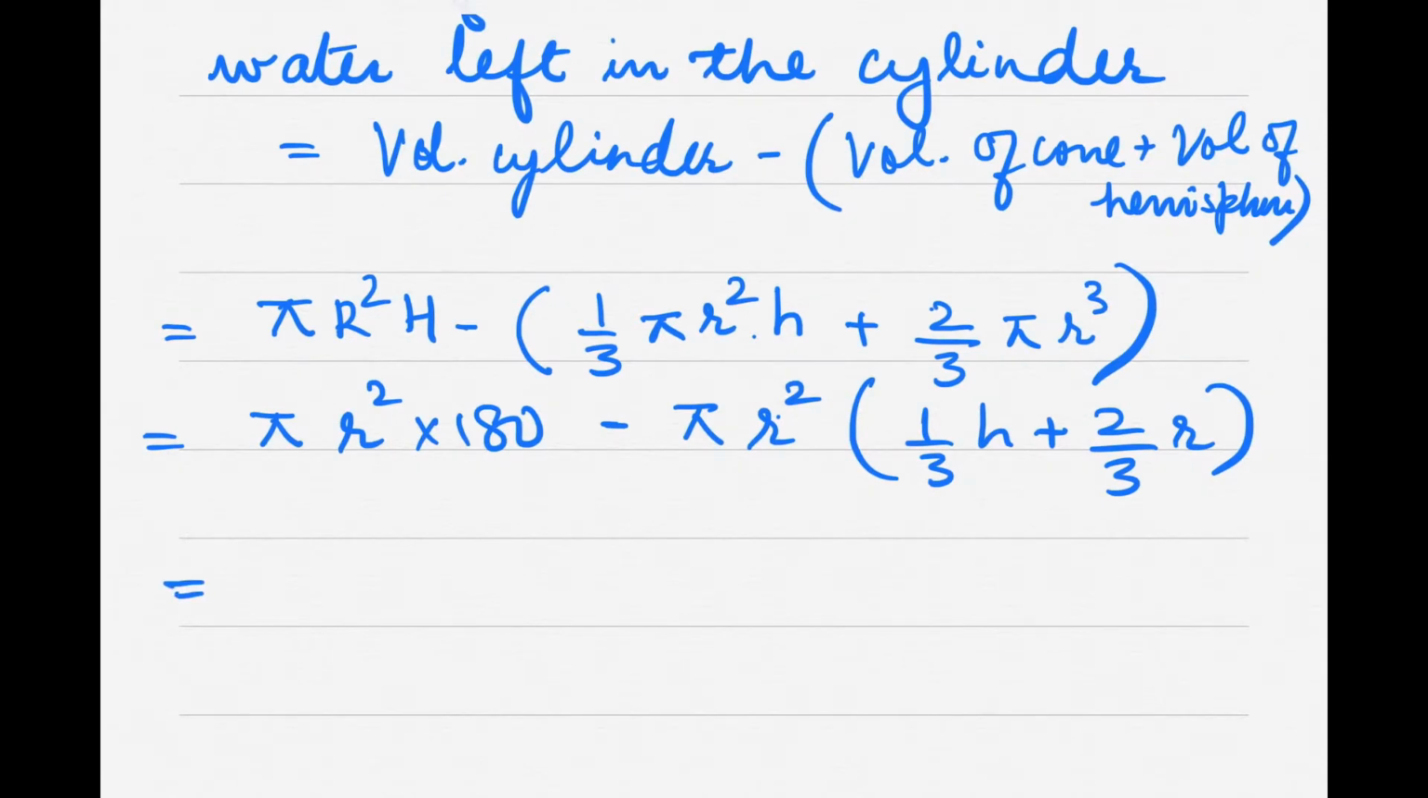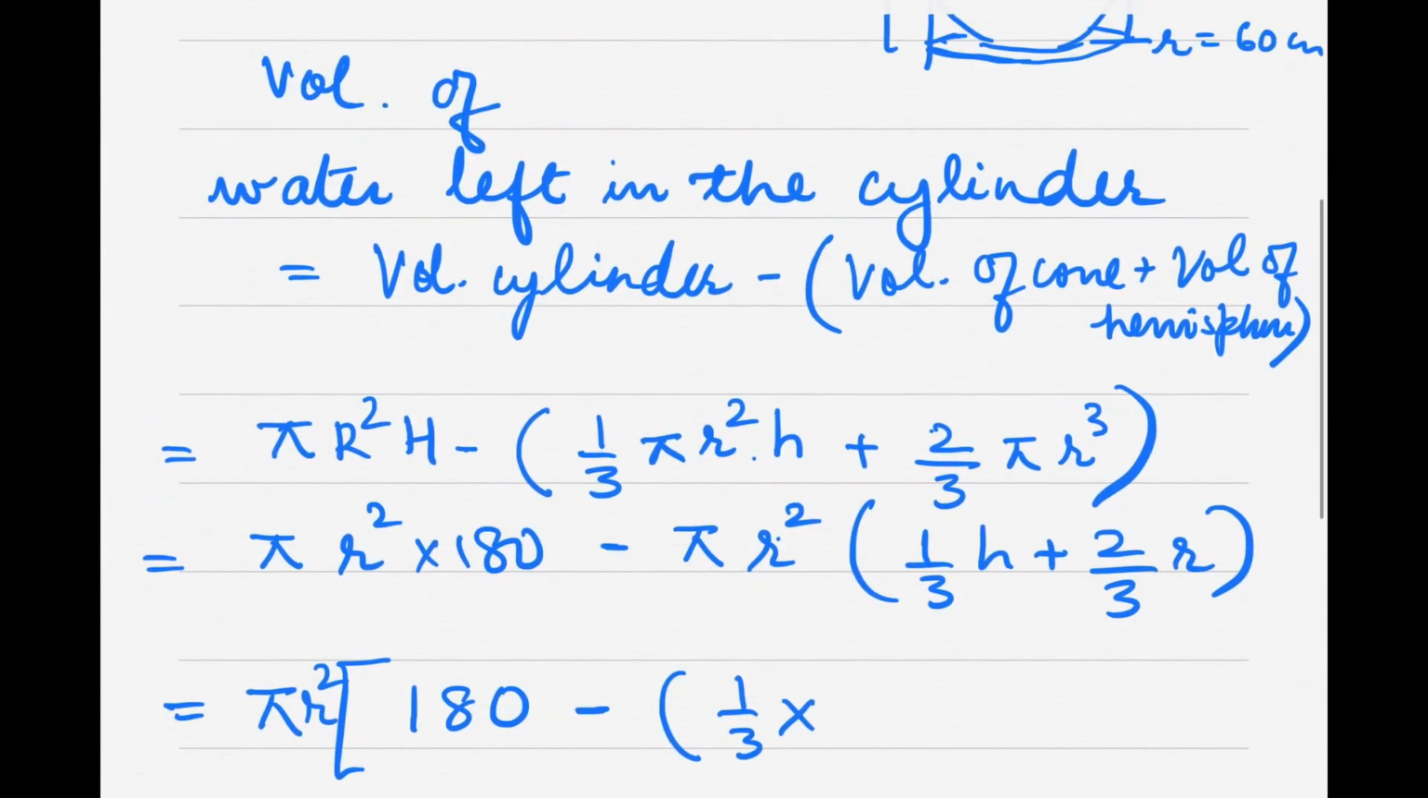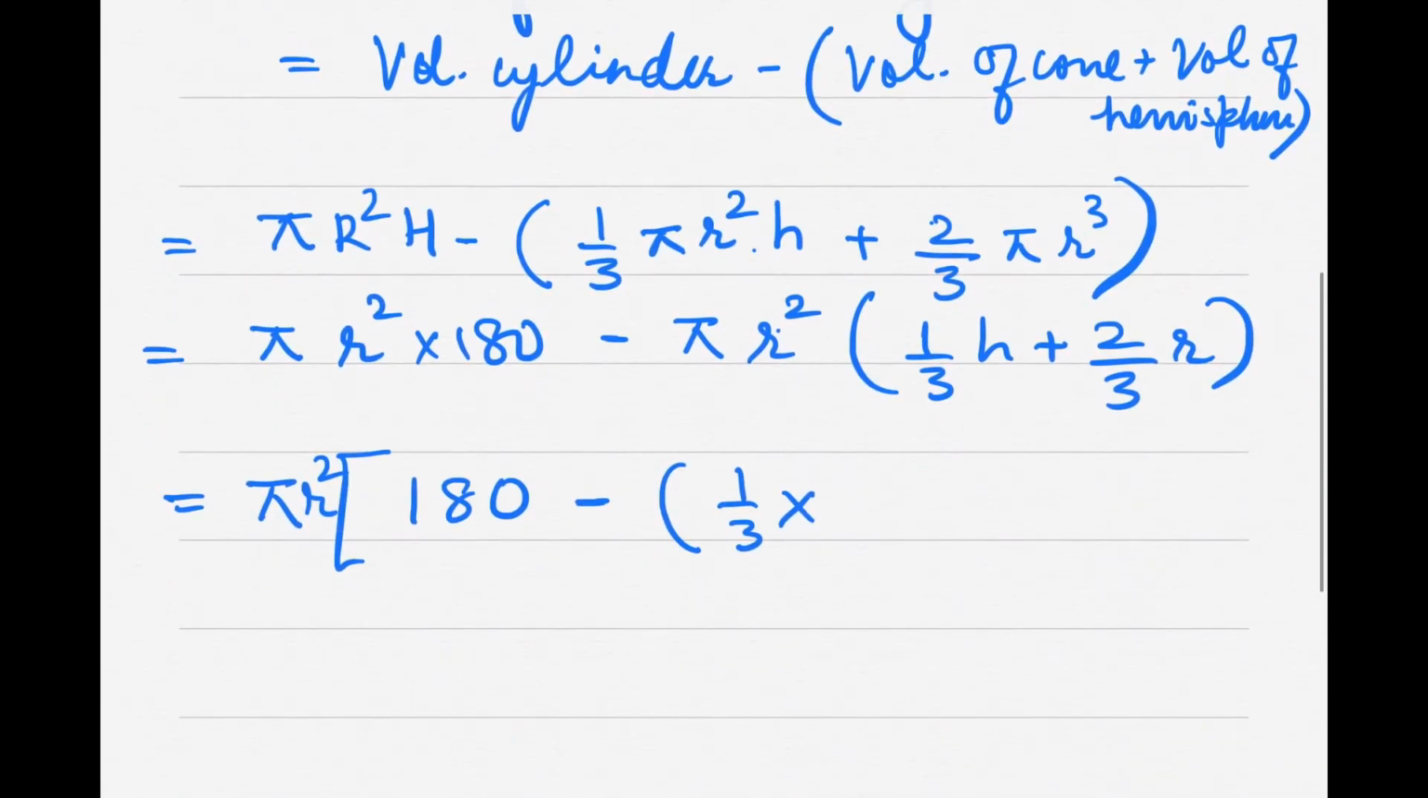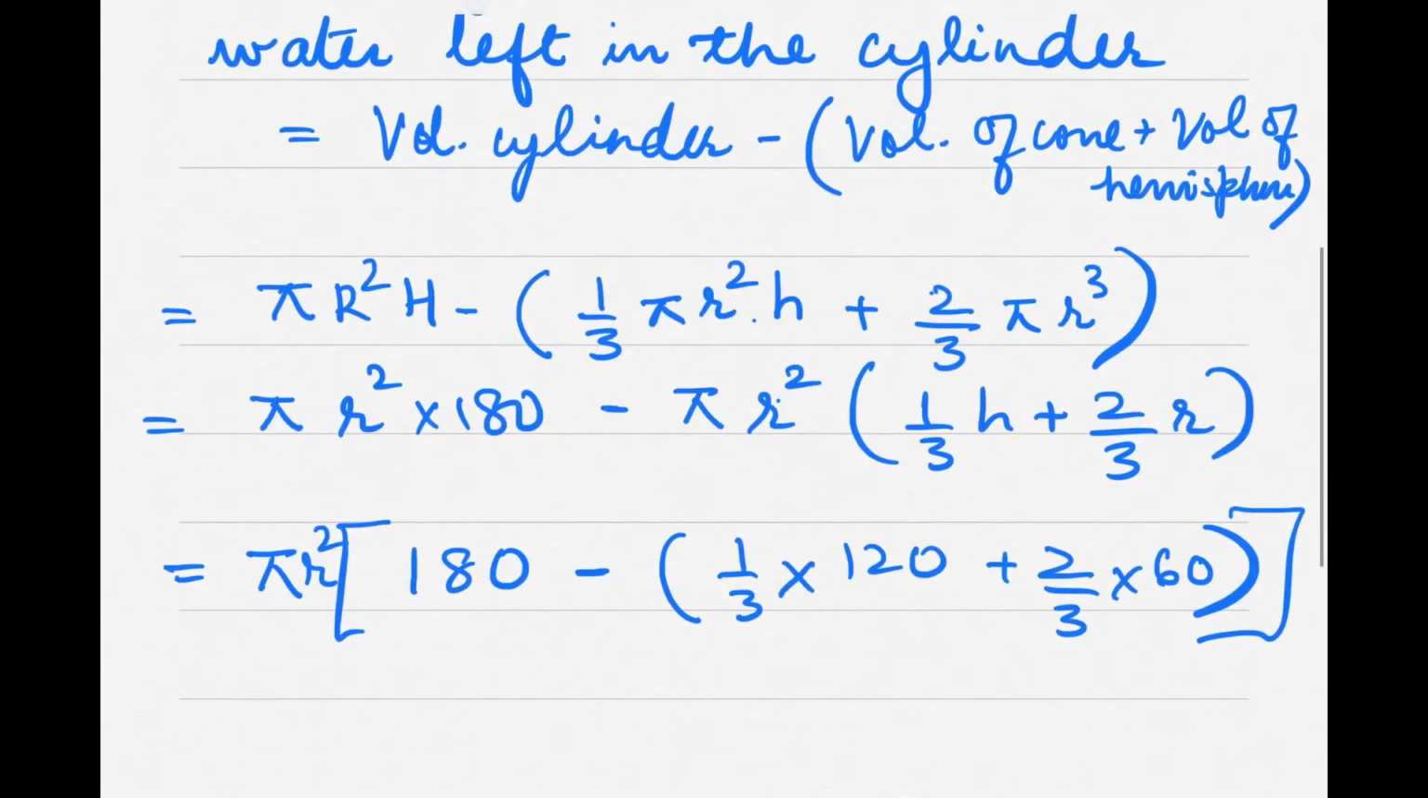Now, next step, I think I can take pi common in all three things. So I put a big bracket, and I can also take the radius square common, because both have it, so pi r square is common. I am left with 180 here, and a minus sign, and then I can take this bracket: 1 by 3 into the height of the cone, so the height of the cone is 120, plus 2 by 3, and the radius is equal to 60, and close the big bracket.